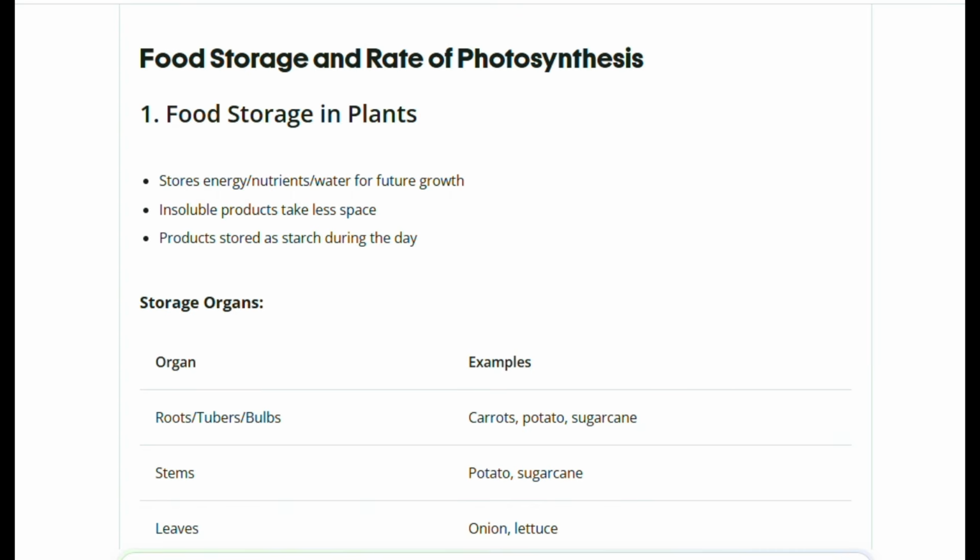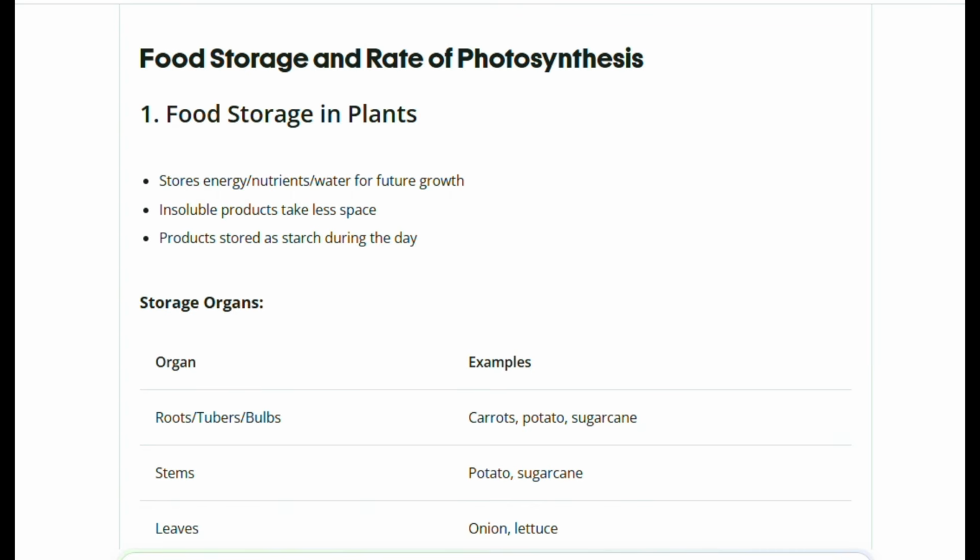Insoluble products take less space, right? So those products that are insoluble take less space. Products are stored as starch during the day, right? So we have the storage organs, and these organs are leaves, stems, tubers, or roots, or bulbs, right?